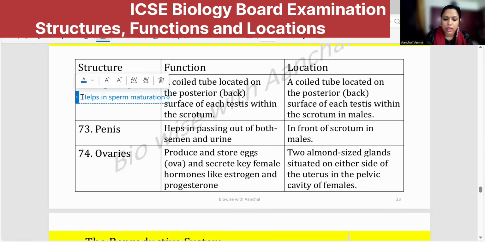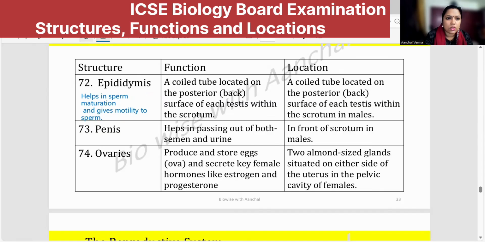And it gives motility to sperm. Motility means flagella is added here. Okay, so this is the function of epididymis. Please try this out.